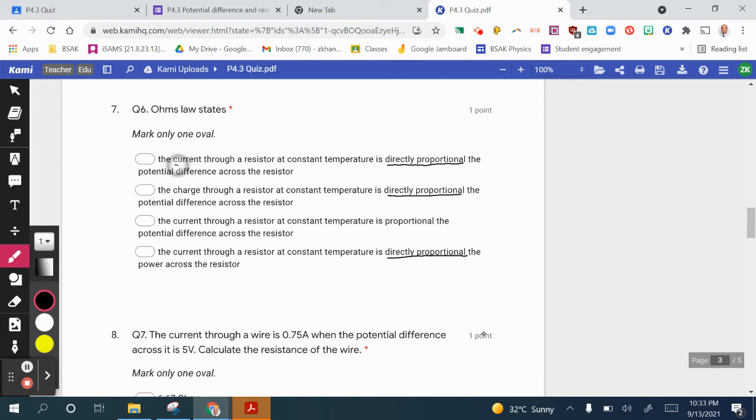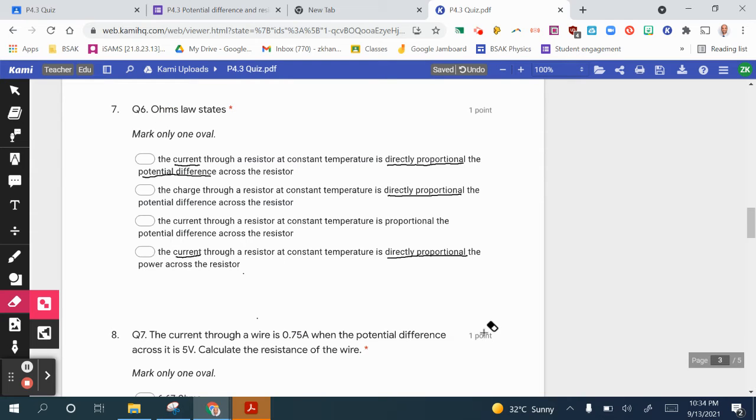And we know it's the current, not the charge. So we've got the current, and they start off similar, the first and the last one for me. The current through a resistor at constant temperature is directly proportional to the potential difference across the resistor, and here it says power, so that's not right. I'm going to rub that out. So what we're looking for, this here is what Ohm's law is. The current is directly proportional to the potential difference. Okay, that is Ohm's law.